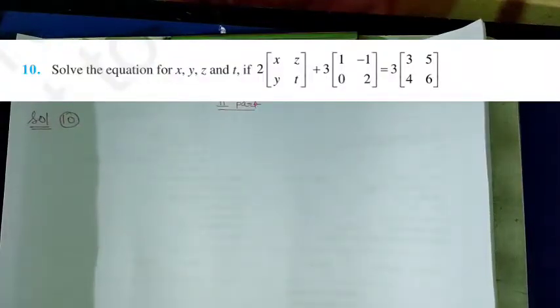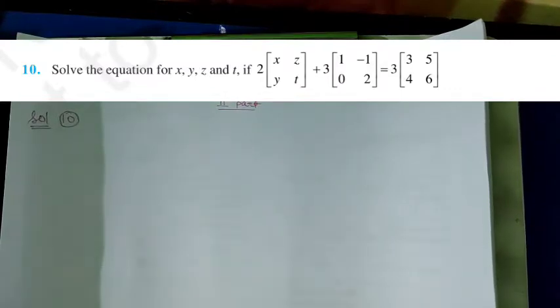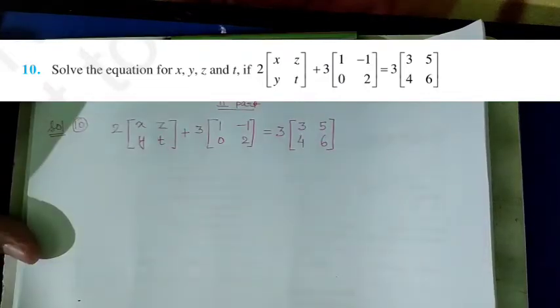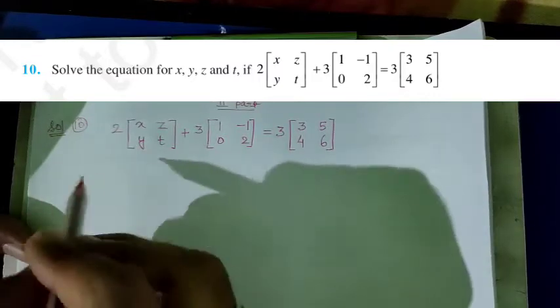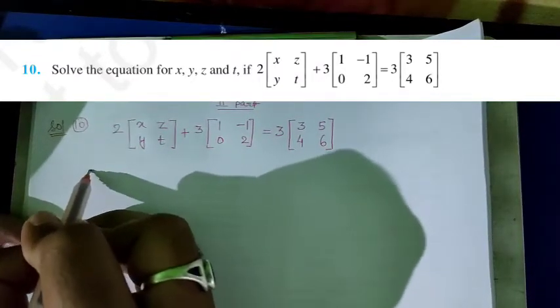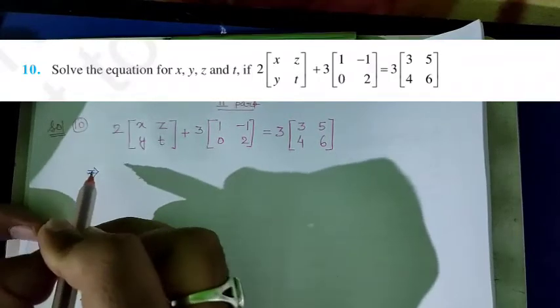We are doing exercise 3.2, second part. In the previous part we have done questions number 1 to 7. Now question number 10 says: solve the equation for x, y, z and t if this matrix is given like this. After writing the question, we'll try to solve it in the same way which we have already understood.